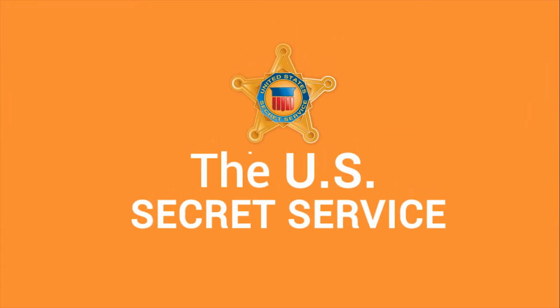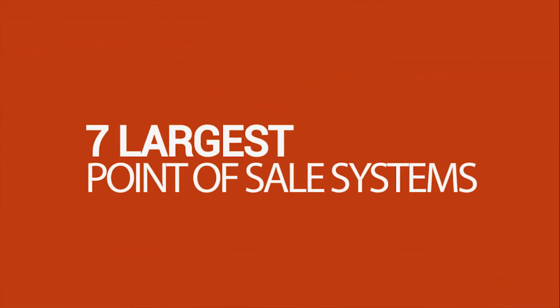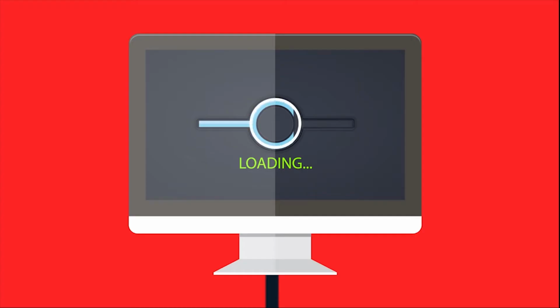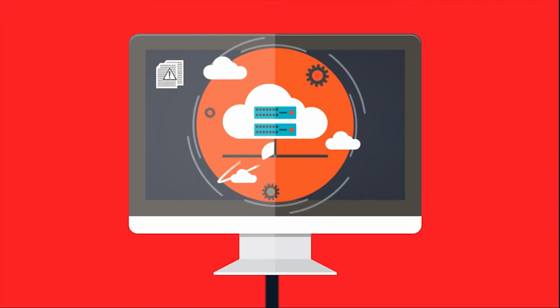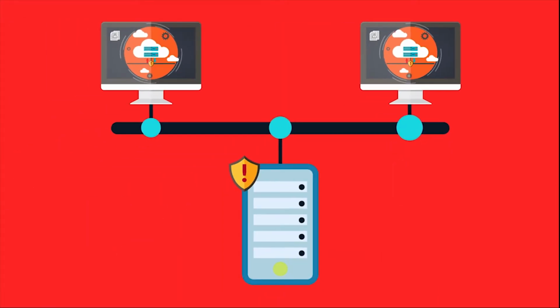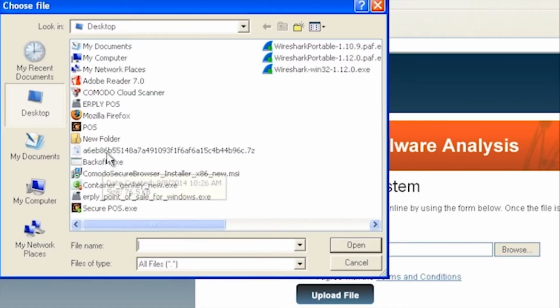The U.S. Secret Service has reported that at least 1,000 retailers have been compromised by Backoff. The 7 largest providers of point-of-sale systems have reported that they all have customers that were infected. Backoff installs itself as a service that runs at startup, meaning it will survive a memory refreshing reboot. It collects all user keystrokes and sends them to the hacker's server, providing a wealth of data that's easy for criminals to monetize.